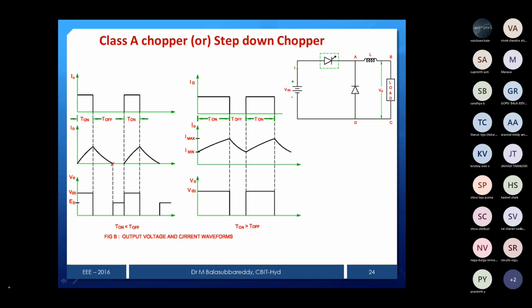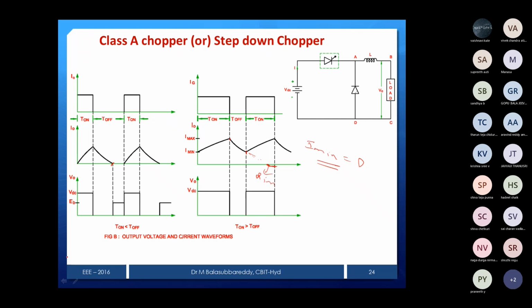In that case, when will the discontinuity occur? Very simple logic. If the minimum current is equal to 0, you can see here that it reaches the maximum and decreases to the minimum. If this current goes on decreasing like this, then at some point of time it reaches 0 and remains at 0. This point I call the discontinuous point.